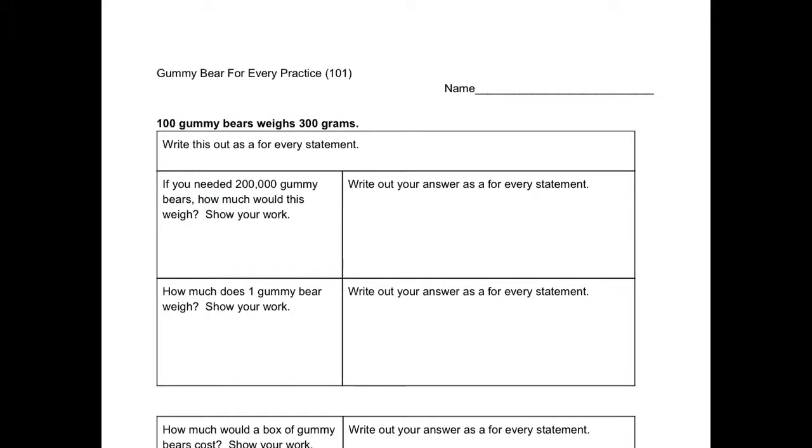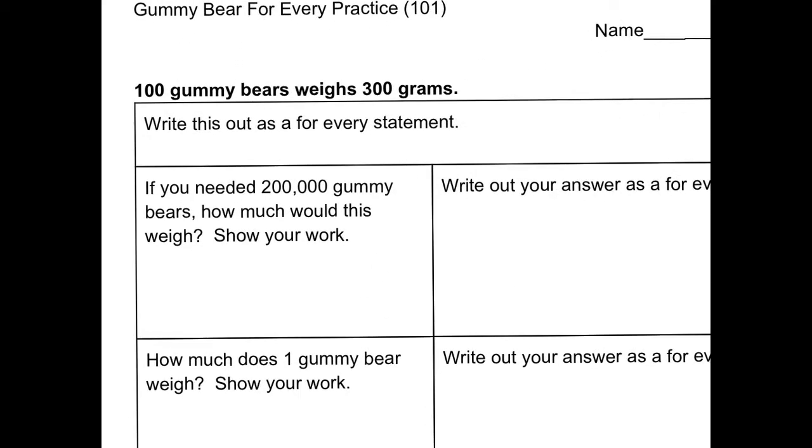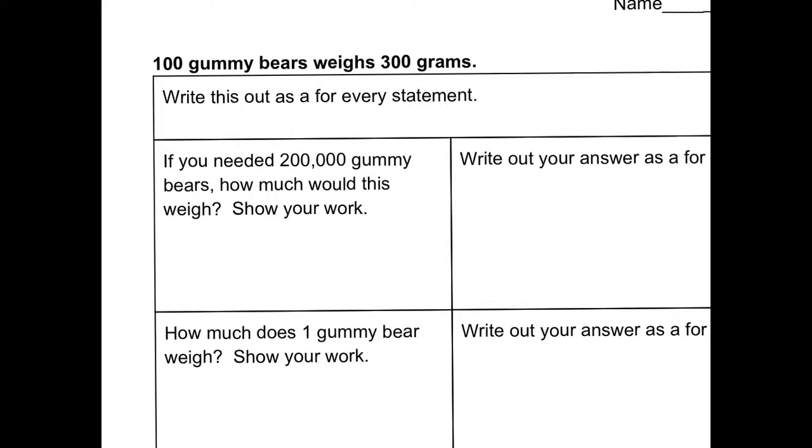And then this part talks about how much the gummy bears actually weigh. So it says 100 gummy bears weighs 300 grams. So, and the first thing it asks us to do is write that out as a for every statement. So let's go ahead and do that. So we know then that for every 100 gummy bears, there is 300 grams. Okay?